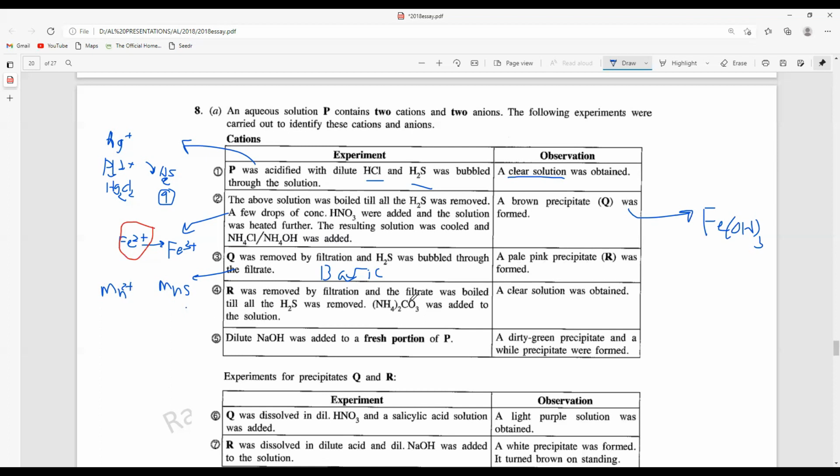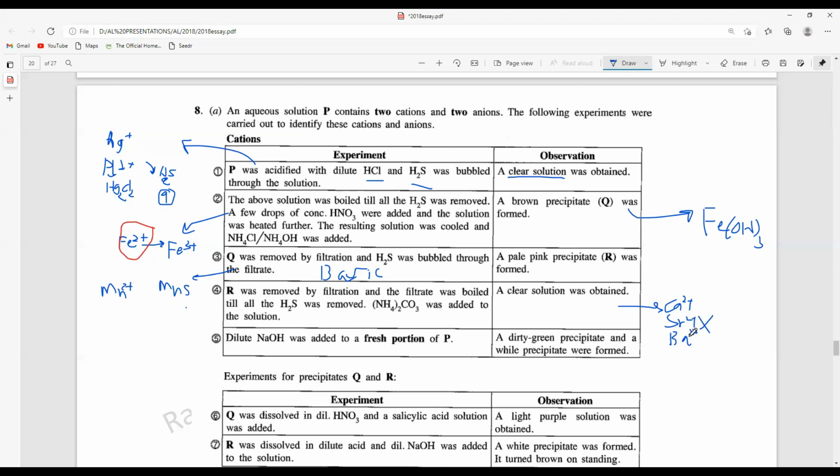R was removed by filtration and the filtrate was boiled till H2S was removed. So we have to remove all the H2S again. Then ammonium carbonate was added and a clear solution, which gives the idea there is no calcium, strontium, or barium, so these 2 plus cations are not there.